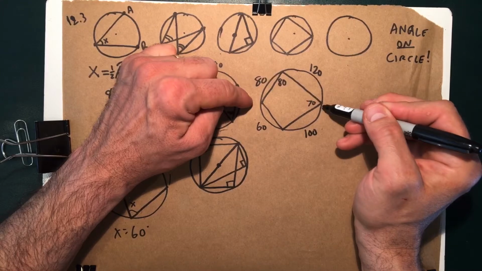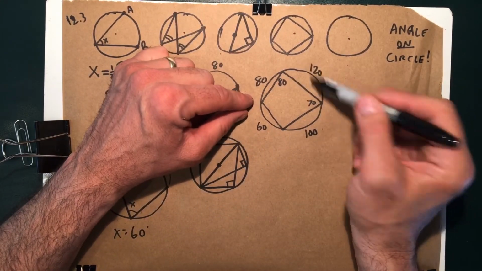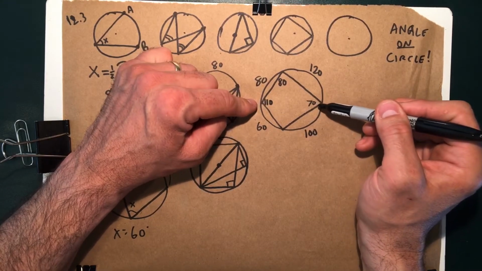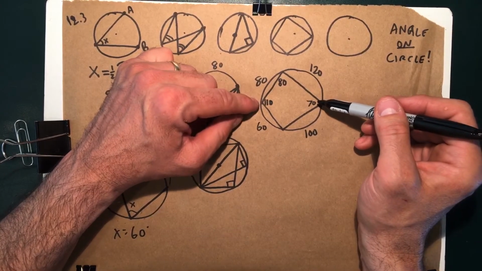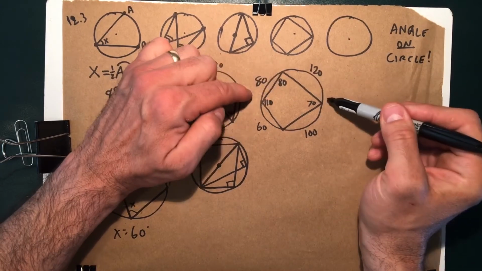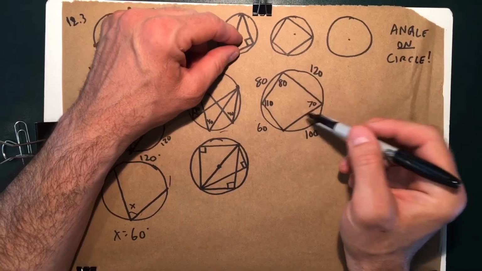80 is half of 160. 70 is half of 140. What is half of 220? 110. What? Look at those two angles. They add up to 180. Supplementary. And then you're like, oh, that one's got to be 100. Well, of course it's 100, because 100 is half of 200. Of course it's 100, because the quadrilateral's angles add up to 360.